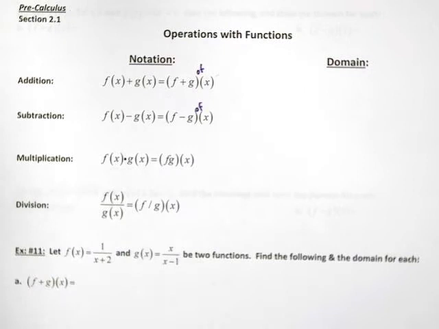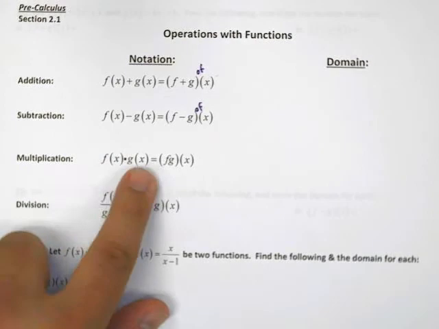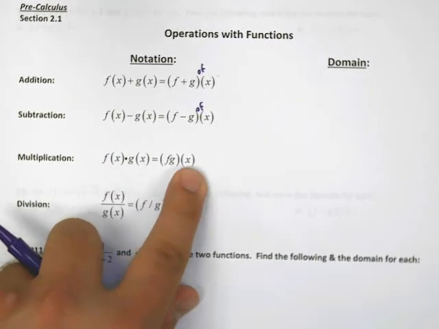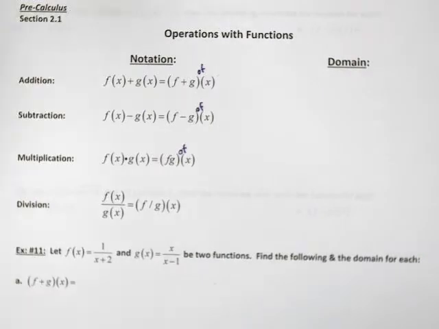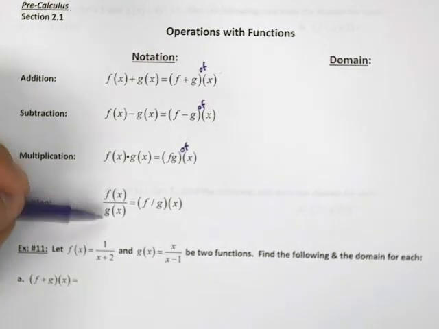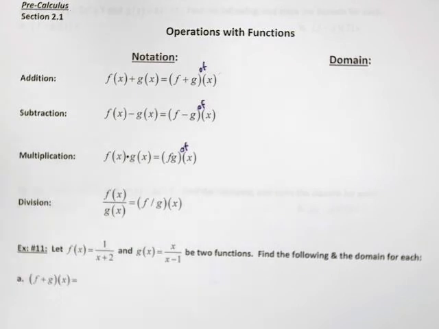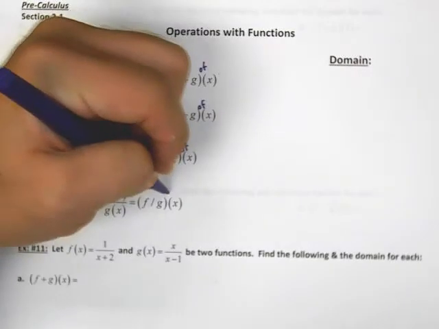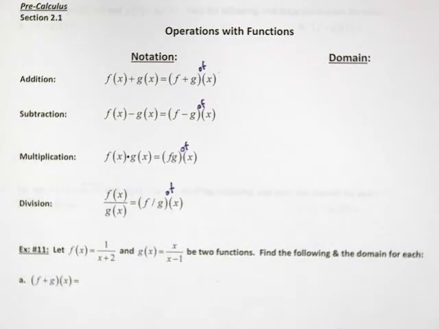We keep moving on. If we're going to multiply two functions together, we write it as fg of x. And lastly, if we have division of two functions, we write it as f divided by g, or f over g of x. Alright, so I really don't even need to write these ofs, but whatever, we can have them.